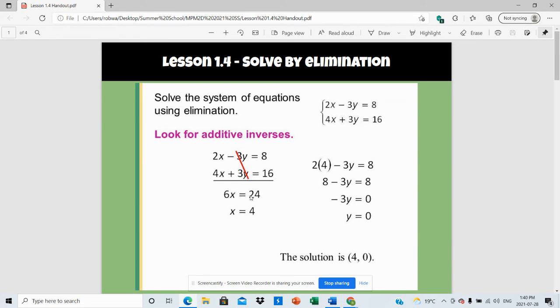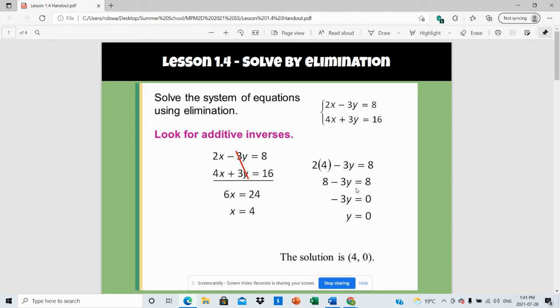Once we've solved one of our variables, we can just put that solution into one of our original equations. And when we do that, we'll solve for the other variable. So we'll use the 2x minus 3y equals 8. So here we go, 2 times 4, because x was 4, so we just substitute 4 in for x. So 2 times 4 minus 3y equals 8.